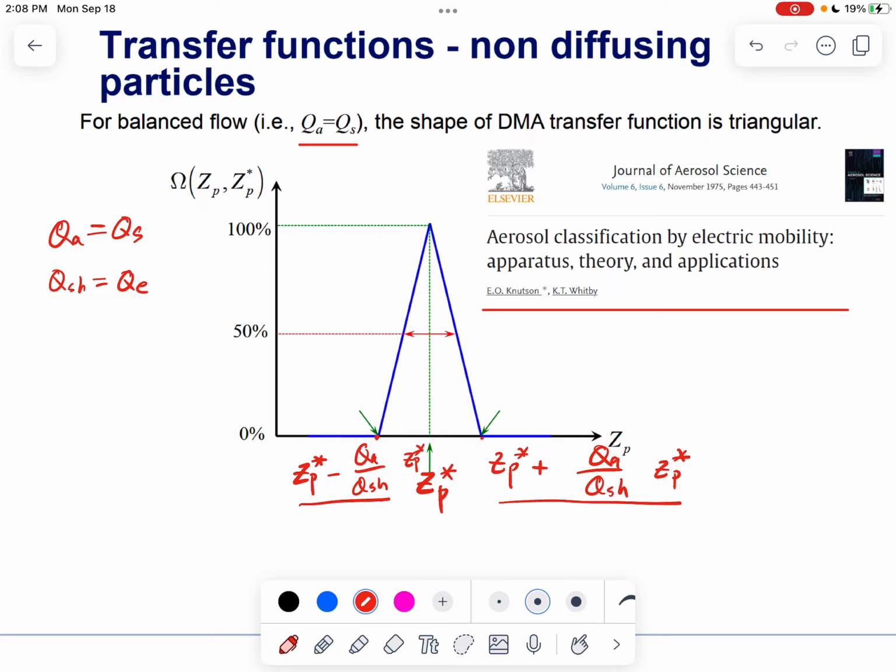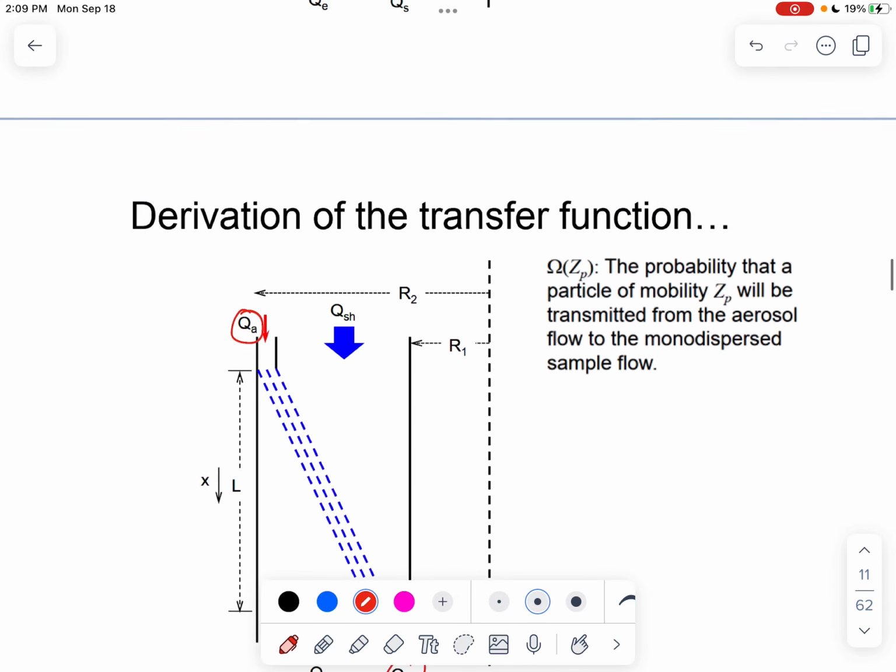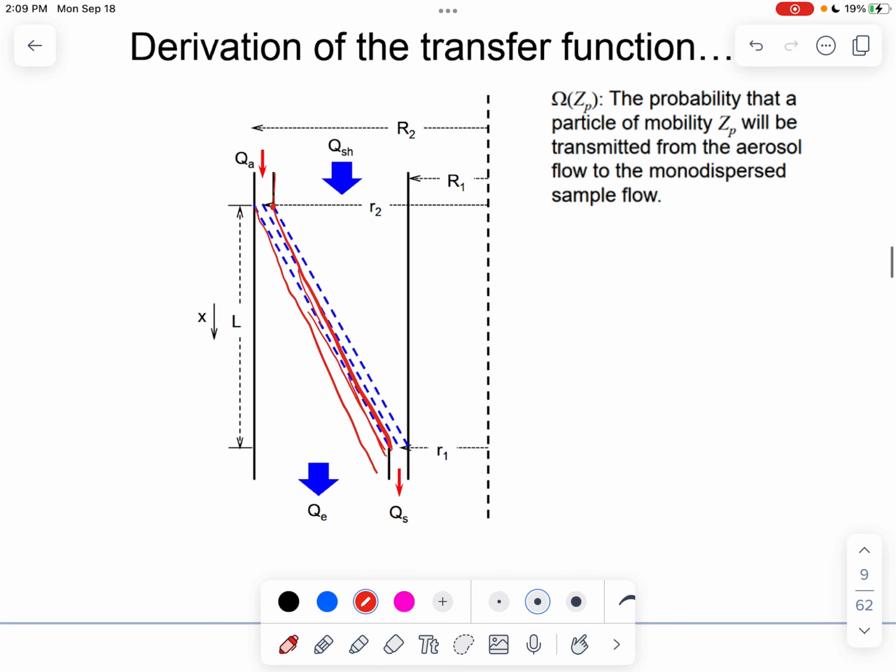So then you may have the question, what happens if it's not balanced? We know that an SMPS system generally has a sheath pump that recirculates the flow. There may also be a situation where you introduce more sheath flow than the exhaust flow coming out of the system, which is going to create situations where QA is larger than QS or QA is smaller than QS. So we can just use these perfect conditions as an example again.